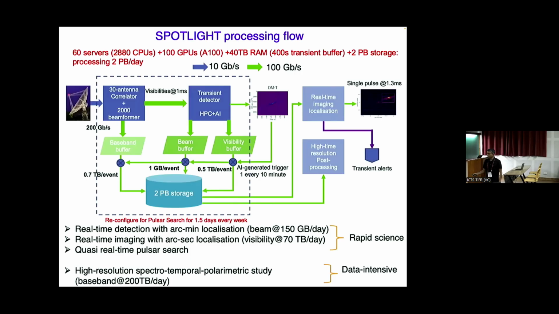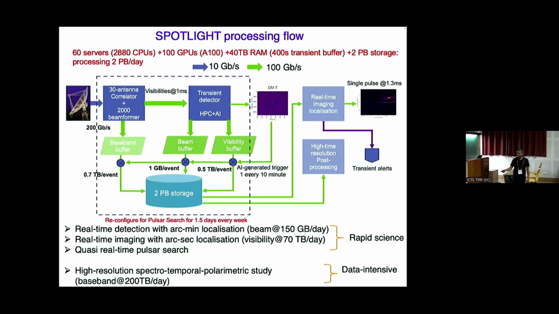The way we are operating right now, we have rapid science which operates on a week time scale, and data-intensive science which operates on a 6 month time scale. And you have products like the beam, where you get an arcminute or sub-arcminute localization directly from the beam data. This is followed by real-time imaging, which pushes you to arcsecond localizations. And then you have a quasi-real-time pulsar search, which I'll come to later.